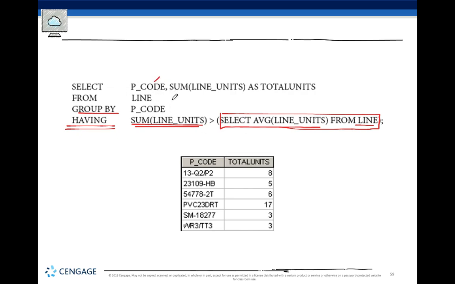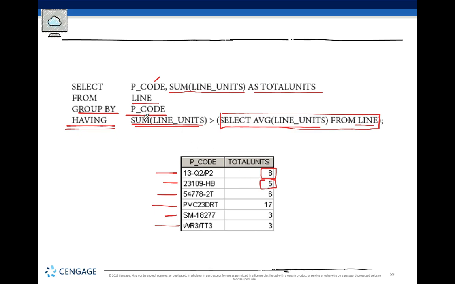Sum of line units is the total units, as you can see here. Select product code and sum of line units as total units from line, group by product code. In other words, we are grouping on the basis of product code, and we are summing all the lines for each of these product codes and then presenting the total here.